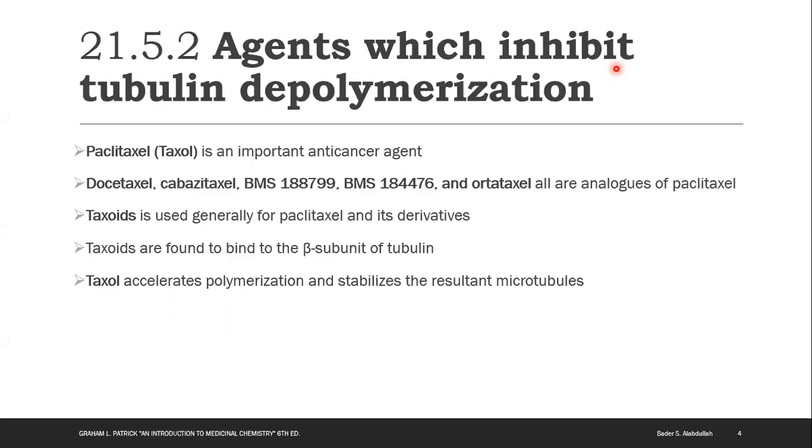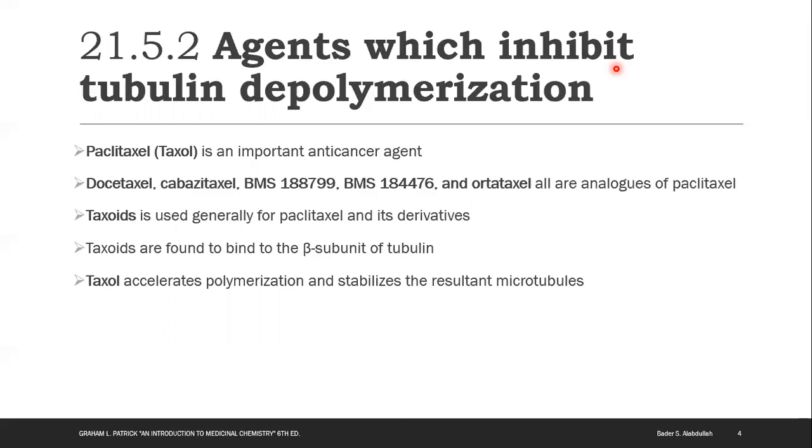The semi-synthetic pathway is where you start from a starting material, which is a natural product that you got from a natural source, then you add to that part, or you modify it to make the final product. So it is semi-synthetic, and that is what is being used nowadays. Okay, taxoids are found to bind to the beta subunit of tubulin.